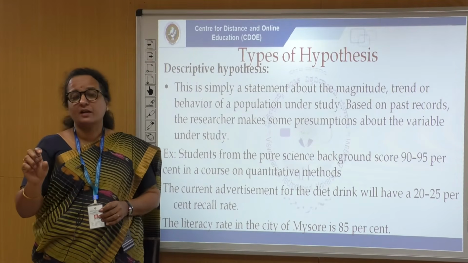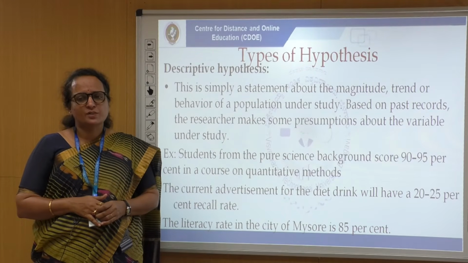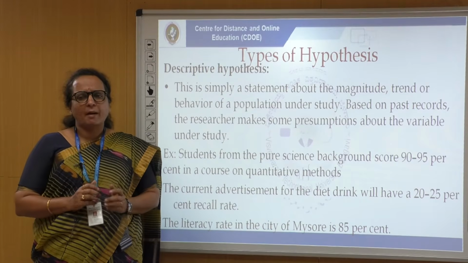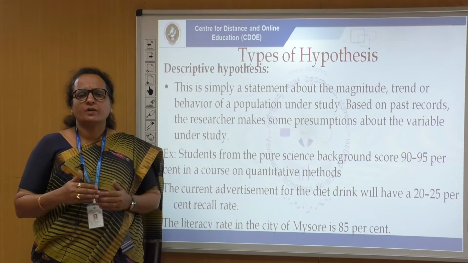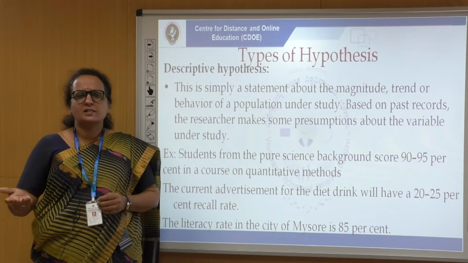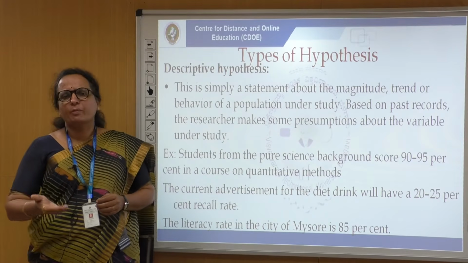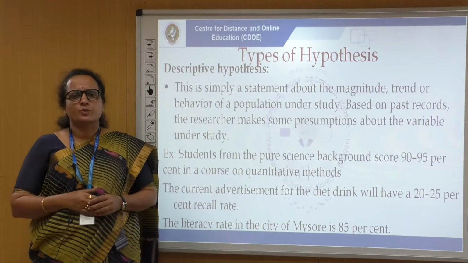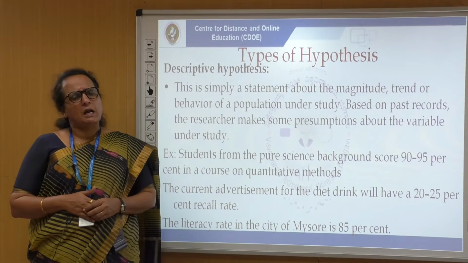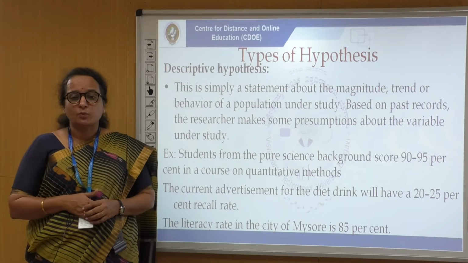85%. That is given as a hypothesis. So descriptive hypothesis is a hypothesis which is a simple statement about the characteristics, magnitude, trend, behavior of a population which is under study. It could be about an organization, it could be about an industry, it could be about a group of people, or it could be about the individuals, or it could be on anything, any living being, animals, plants, etc. So that is an example of a descriptive hypothesis.